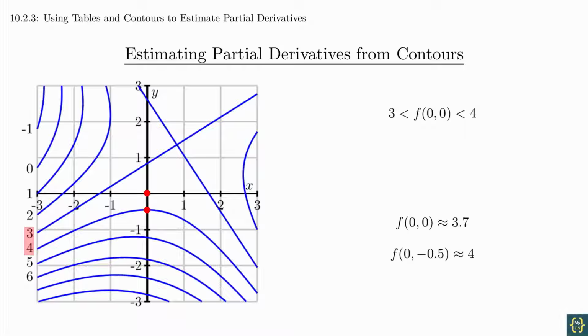You can know that the function is exactly 4 by going down to the contour line, but then you're going to have to estimate the coordinate. The same thing happens if you go up to where the function is equal to 3. Or you can move a distance of exactly 1 in either the positive or the negative direction, but then you're going to have to estimate the value of the function.